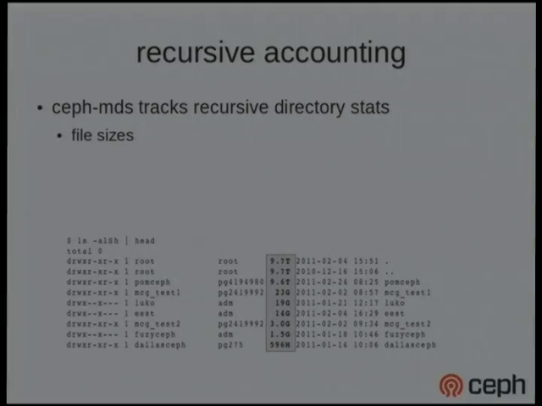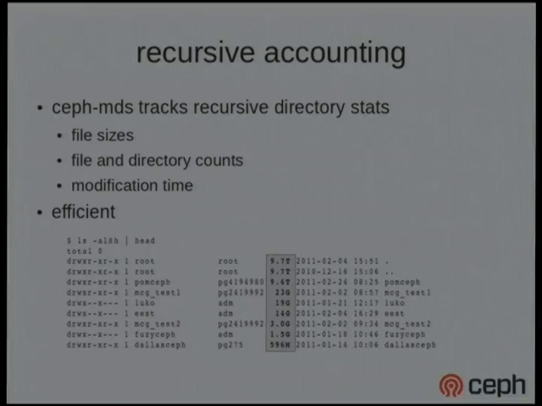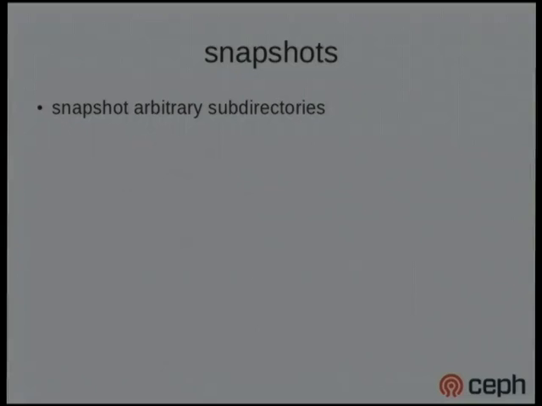So one is that the metadata server tracks the recursive statistics for the file hierarchy in near real time. So when you do an ls -al, the size for a directory is actually the total amount of data stored in that subtree of the hierarchy, which is kind of cool. You never have to do a du again. This is near real time and very efficient. It lags by a minute or two, so it's not perfect, but that's the price you pay for making it go fast.